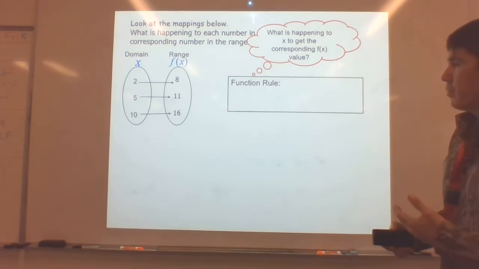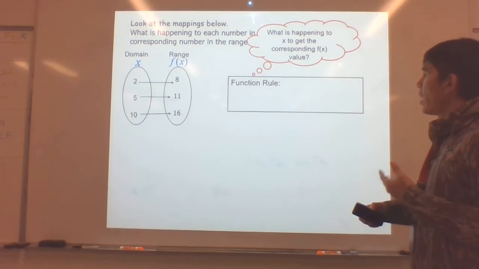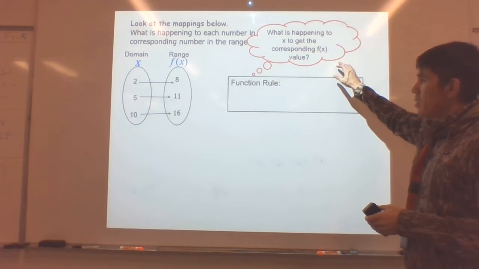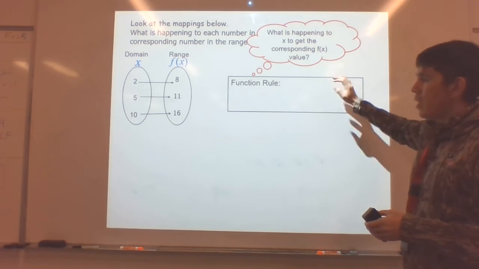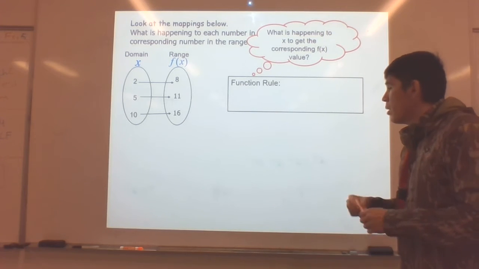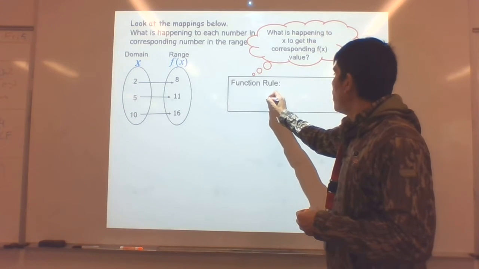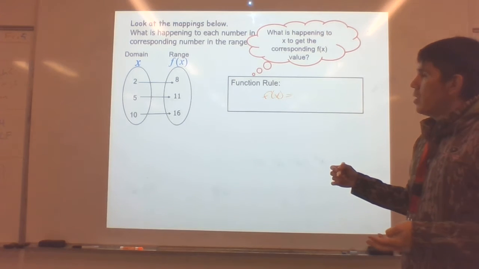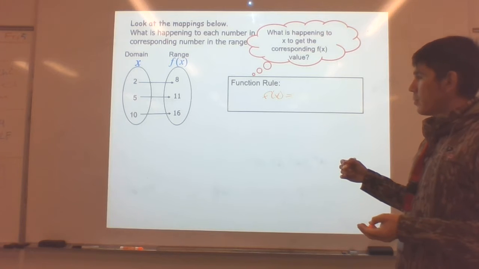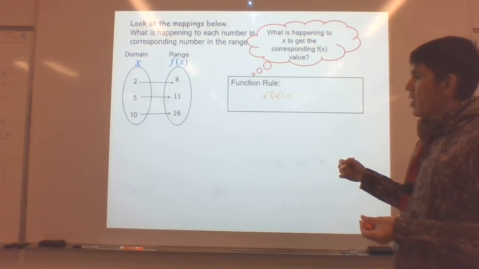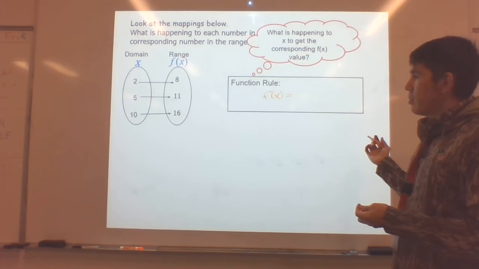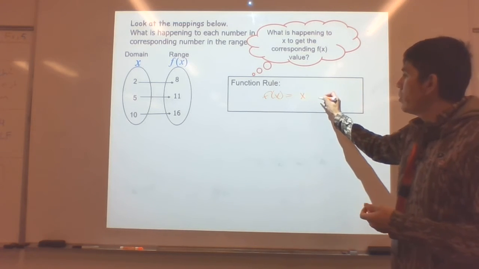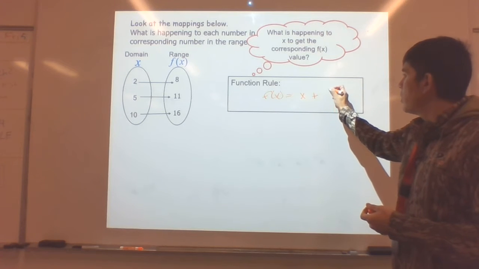So the rule here says what's happening, and really we look at what is happening to x to get the corresponding f of x value. So what's my rule? The rule is just saying f of x equals what? Well, let's look at the rule here. For every x value, what am I getting out? So what's going to be the rule? Well, it's going to be x plus 6.